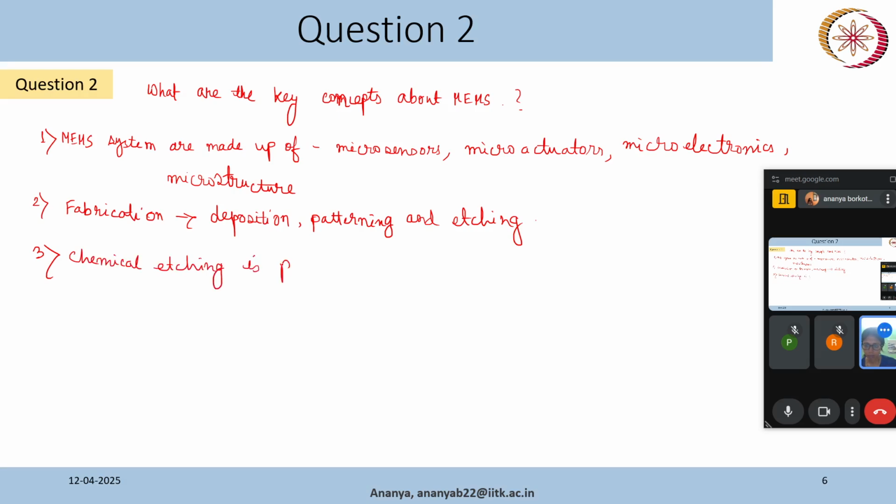Chemical etching is popular as it has a higher etching rate.